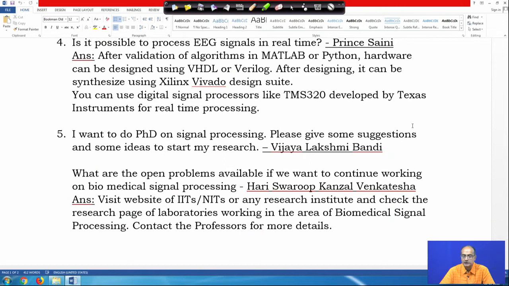This question has come from Hari Sarup, and I would say that such questions should be taken on a one on one basis. That means you should ask the question on a personal level to any faculty. You can go through the web pages of IITs or NITs and find out whose interests match with yours. There are a number of good researchers in India who are working in biomedical signal processing. At present, I look more towards image processing, medical image processing, rather than signal processing. Anyway, you can contact any one of them, and it would be best to get the suggestion from them.